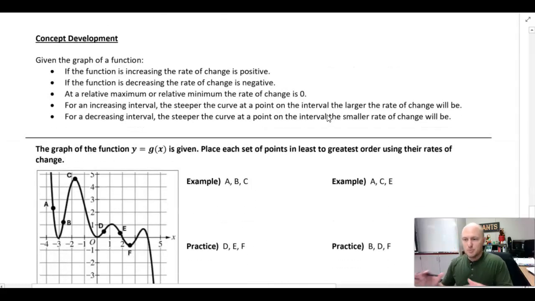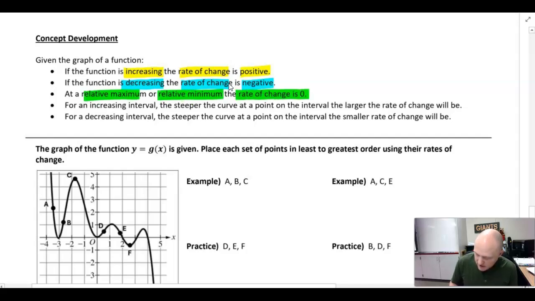Okay, last portion of this lesson, pretty straightforward. We're going to look at a graph and then estimate average rates of change. Here are a couple of things you need to keep in mind. If a function is increasing, the rate of change is positive. If a function is decreasing, the rate of change is negative. And specifically at a maximum and a minimum, the rate of change is going to be 0. There's no change. If I got really close to this, the rate of change would be 0. Kind of like throwing a ball up in the air and then it holds still at the top.